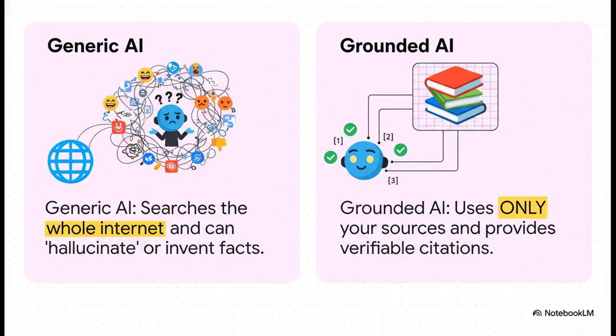But this is where a grounded AI changes the game. It only, and I mean only, uses the sources you give it. It becomes an expert on your material and nothing else.